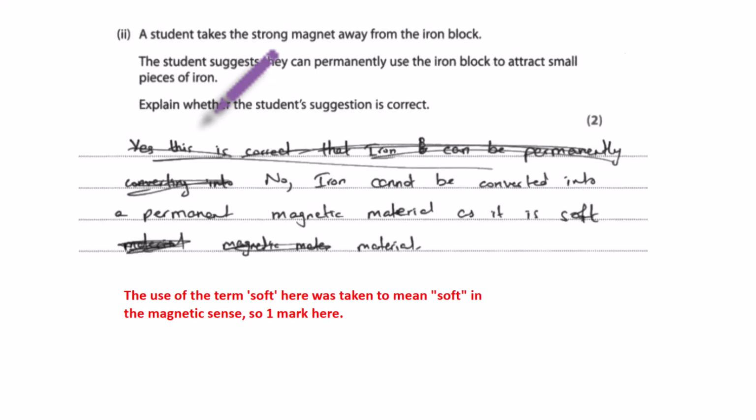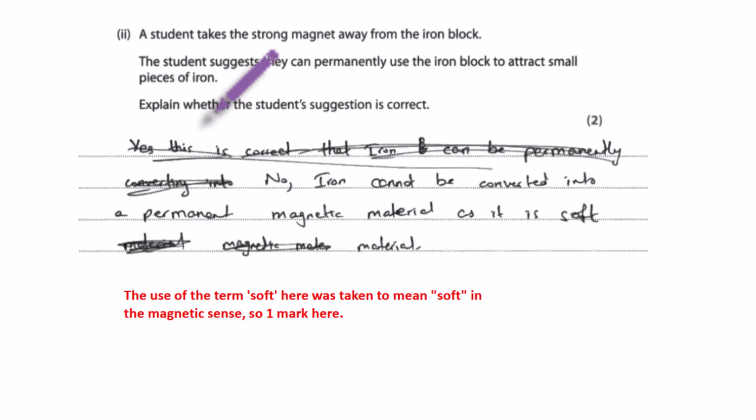A student takes strong magnet away from the iron block. The student suggests that they can permanently use the iron block to attract small pieces of iron. Explain whether the student's suggestion is correct. No, iron cannot be converted into permanent magnet material as it is soft magnetic material.